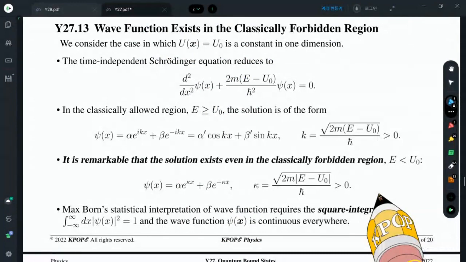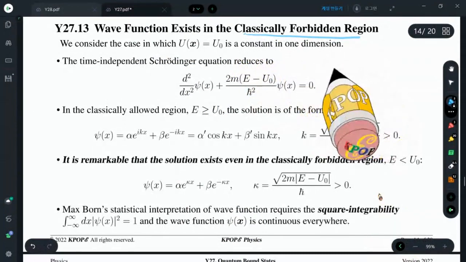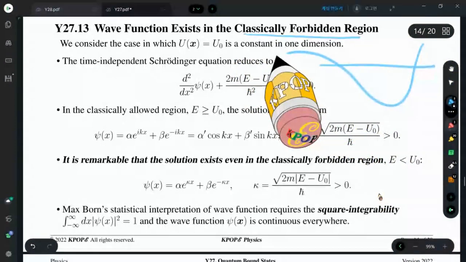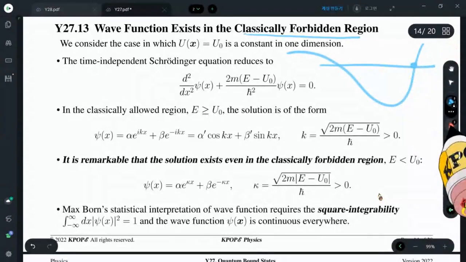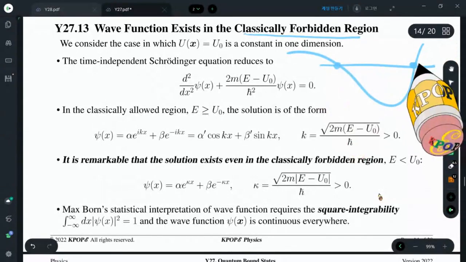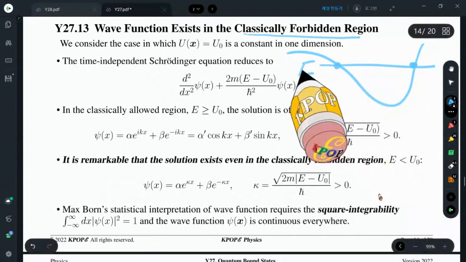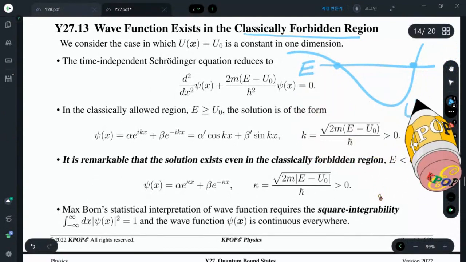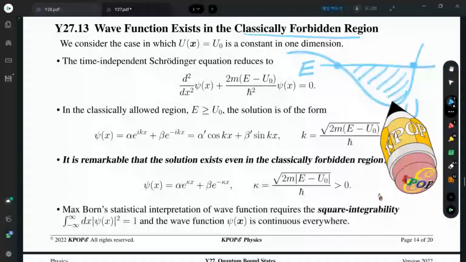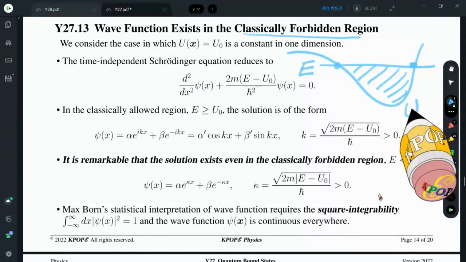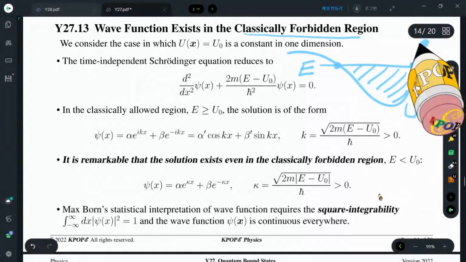Okay. In classical mechanics, if there is a potential, kinetic energy becomes negative above this line. This is energy, and this is potential energy. Therefore, this is not physically allowed in classical mechanics. However, in quantum mechanics, our kinetic energy becomes negative, and that is allowed because it is a wave.